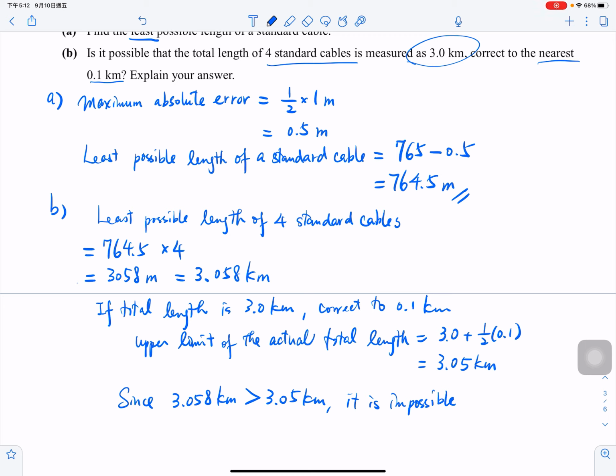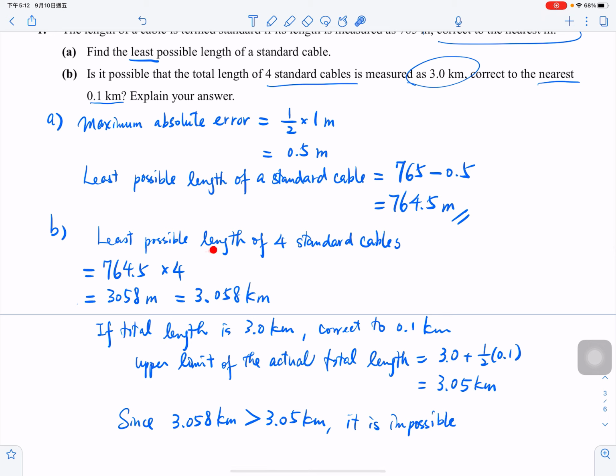Okay? Understand? So when we check this kind of question, you need to have a look at the maximum absolute error, then find the least. Least, that means find the lower limit. Okay? Good, we have a lower limit, so we can look at what happens with 4 standard cables. Calculate the length, then compare it: could it only be measured as 3.0 kilometers? If so, correct to the nearest 0.1 km, think about what the maximum value would be here. It should be this one. Since the least possible length is already larger than the maximum value here, that means it's impossible. Okay? Understand?